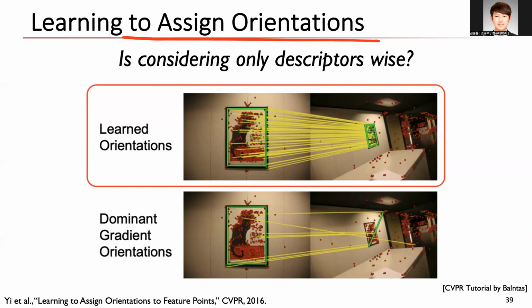How do they do that? This is the dominant gradient orientation assignment based method. For example, SIFT, and this is the learned orientation. Compared to the SIFT orientation estimation method based on the gradient histogram of the gradient orientation, in this paper they try to learn the orientation. How?